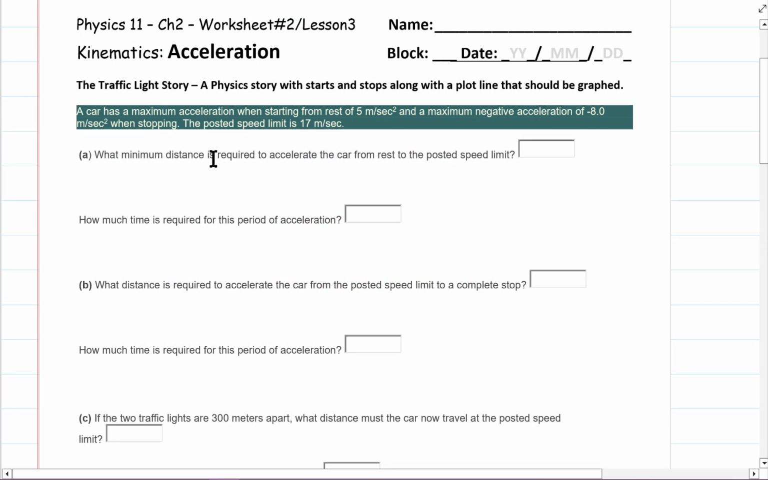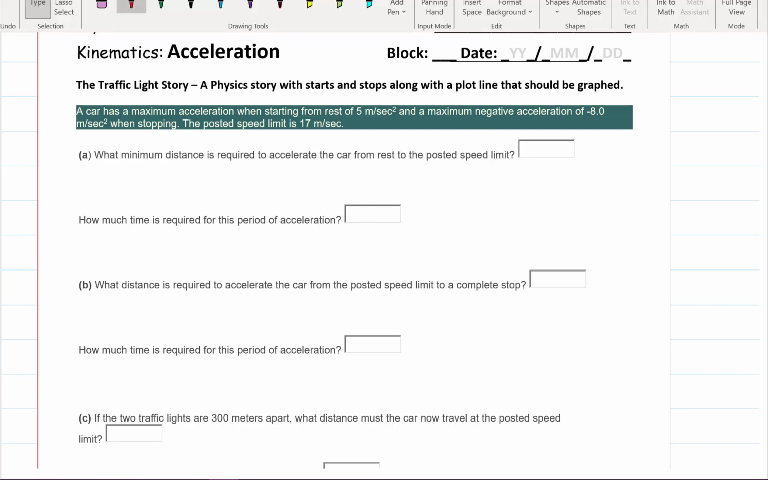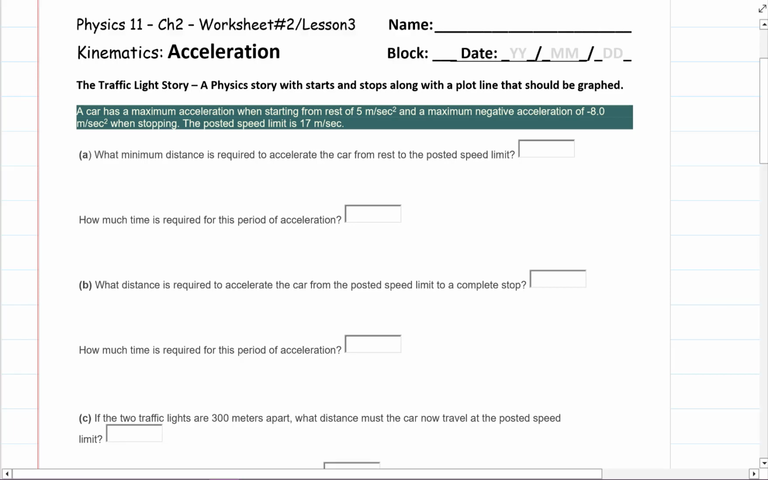So what is the maximum distance that is required to accelerate the car from rest to the posted speed limit? They're asking for the distance, and what we are given is that it's starting from rest. We have the initial speed, 0. We have the acceleration, which is 5 meters per second squared, and we have the final velocity, which is 17 meters per second.